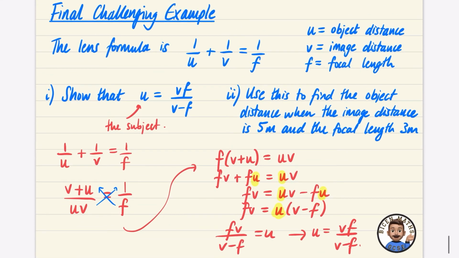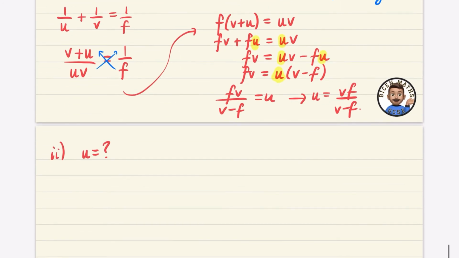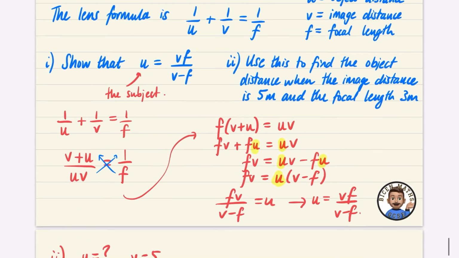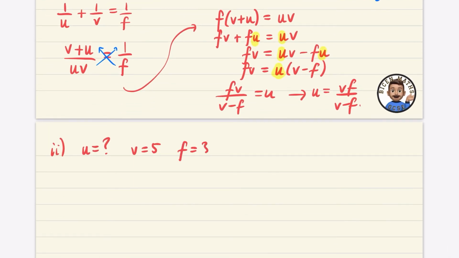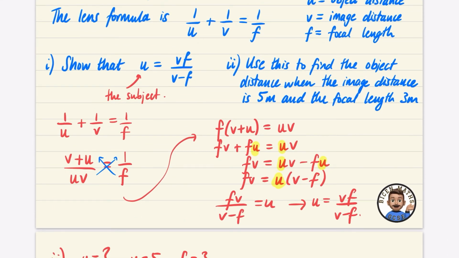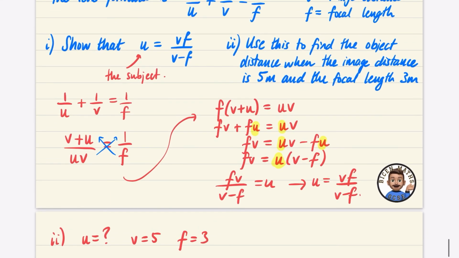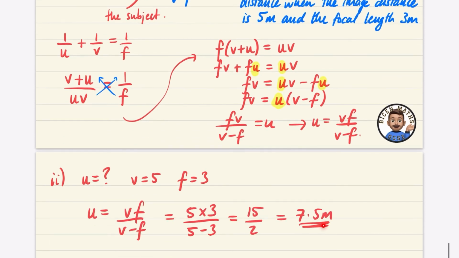The object distance is u, so we want to find out what u is equal to when the image distance, which is v, is 5, and the focal length is 3 meters, so f is equal to 3. So I'm going to use the formula that u equals vf over v minus f. Now that we've rearranged it, I don't need to use the original formula. I can use this one because it will immediately tell me what u is equal to. So I'm just going to substitute those values in. It is v multiplied by f divided by v subtract f. That is 15 divided by 2, which is 7.5 meters. So the answer to the question, the object distance, is 7.5 meters.